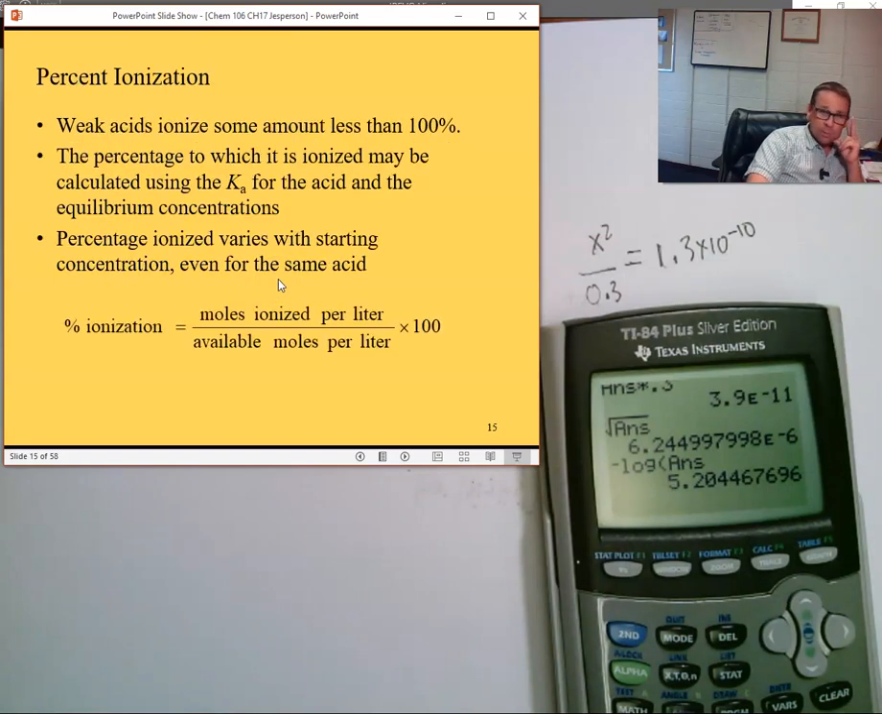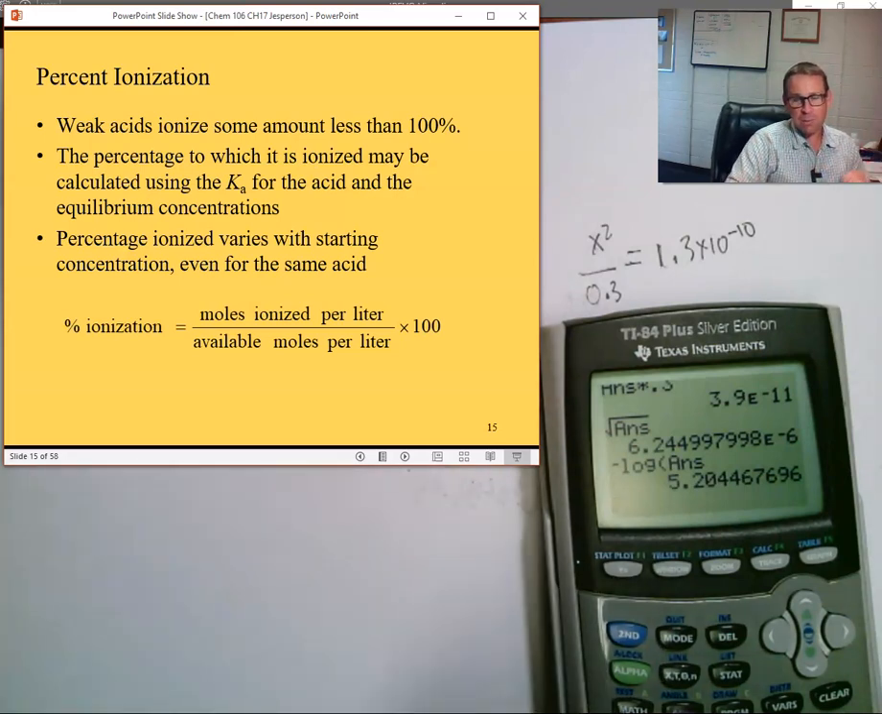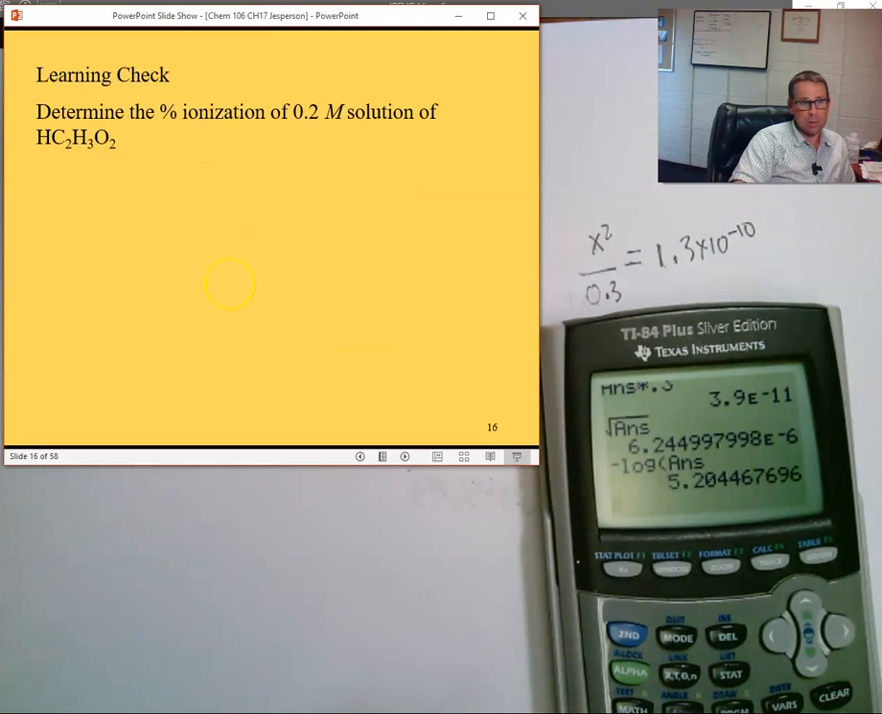Now, sometimes we want to answer information about percent ionization. The K value essentially has the percent ionization kind of hidden in there, but sometimes people want to know this because it helps them think about it in an easier way, right? Of 100 molecules, how many at any one given time would be dissociated? So let's determine the percent ionization of a 0.2 molar solution of HC2H3O2.